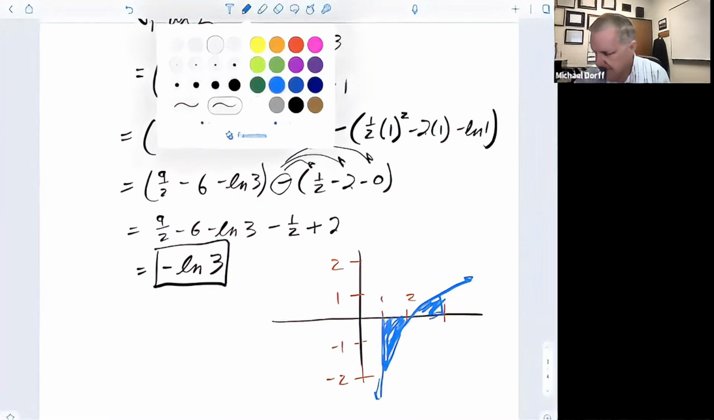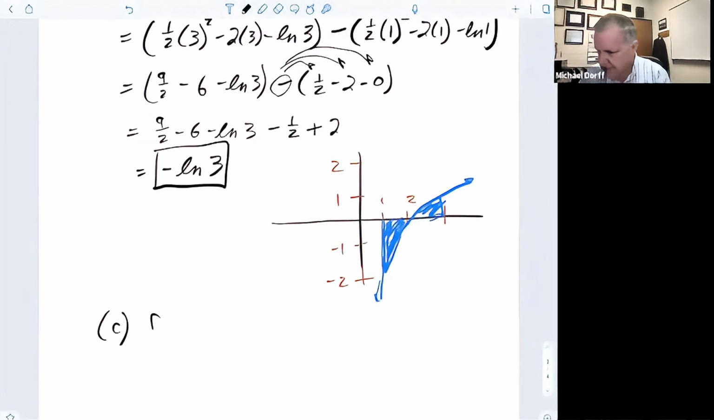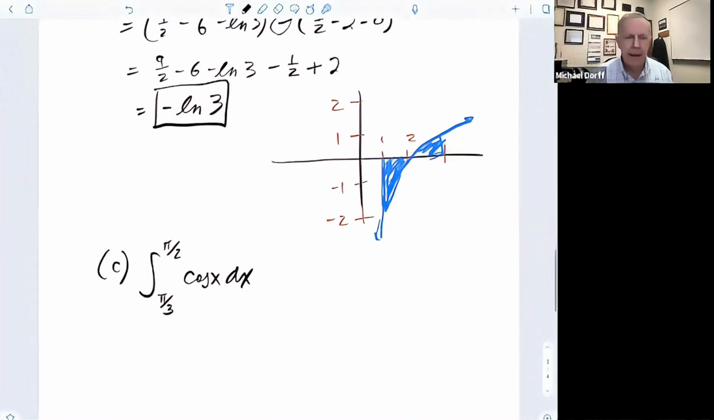Let's do one last example here. Again, in all these integrals, what you want to do is find the antiderivative of the integrand, the function that's after the integral sign. In this case, I can't use the anti-power rule because I have a trig function here. So I need to find the antiderivative. What is the antiderivative of cosine of x?